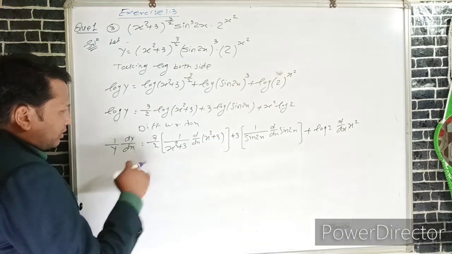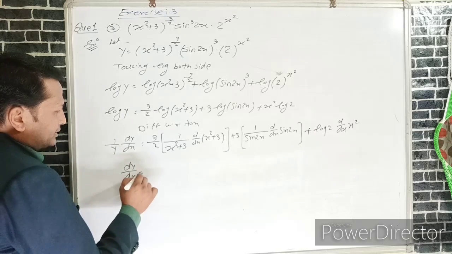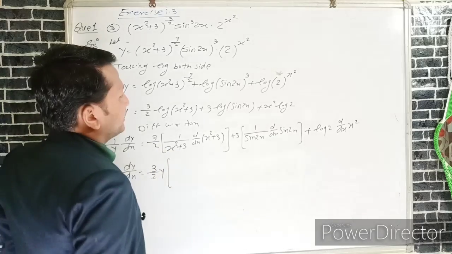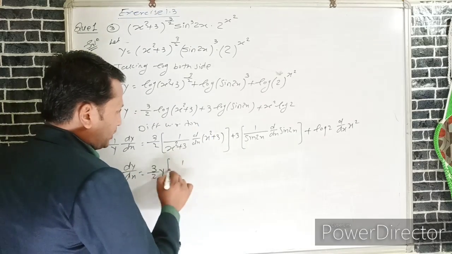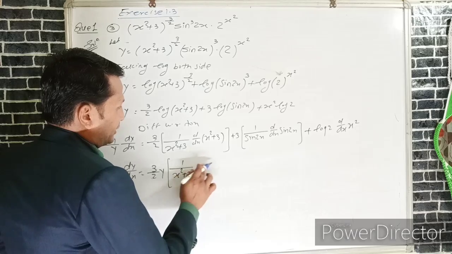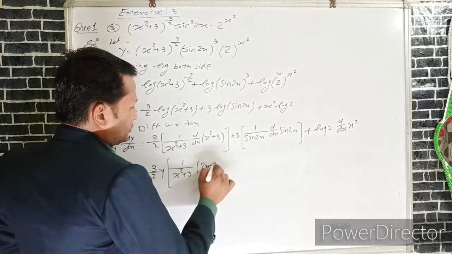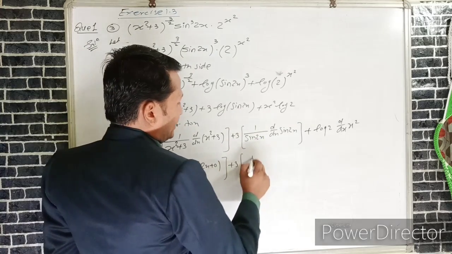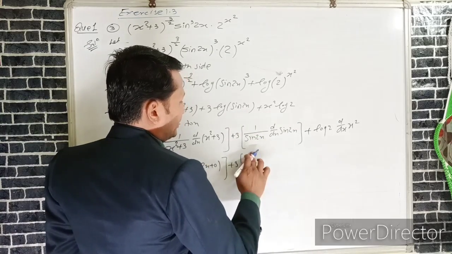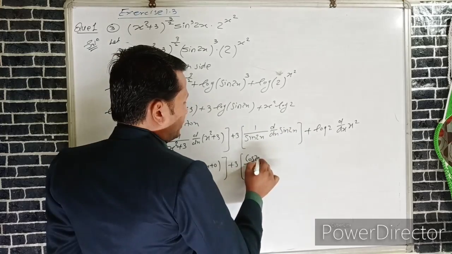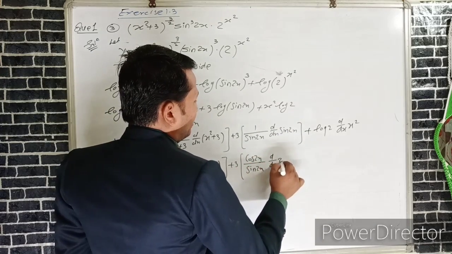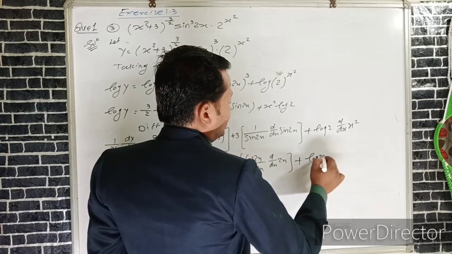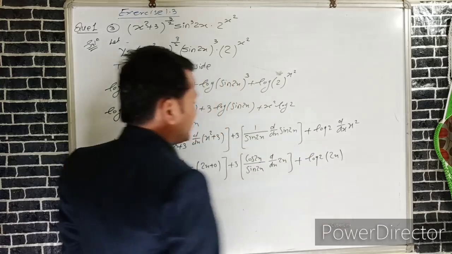Now if we take this log right side, then we can write dy upon dx is equal to 3 by 2 into y. Here the derivative of x square is 2x, so we can write 1 upon x square plus 3 into 2x, plus the derivative of 3 is 0. Plus 3 into 1 upon sine 2x, and the derivative of sine 2x is cos 2x, and we can write again the derivative of 2x. Plus here log of 2 is constant as it is, and the derivative of x square is 2x.